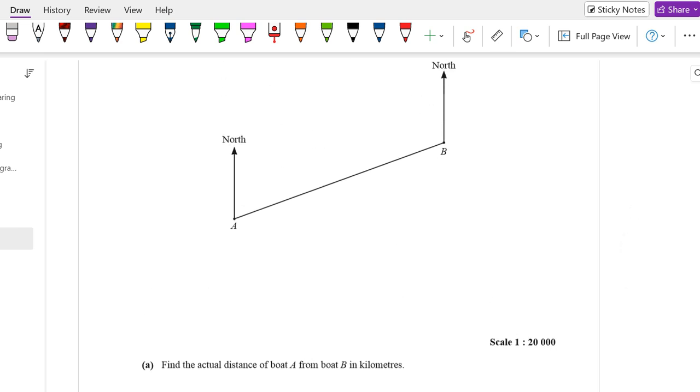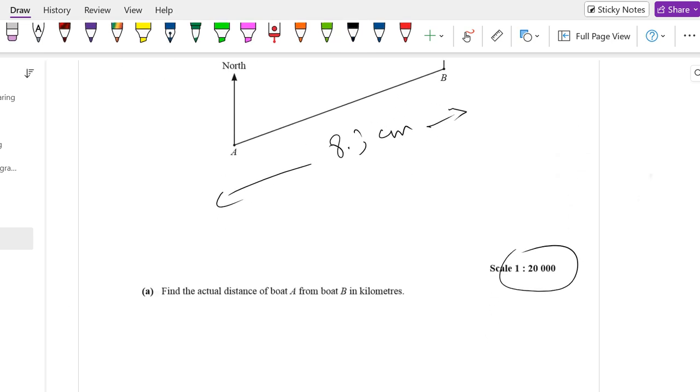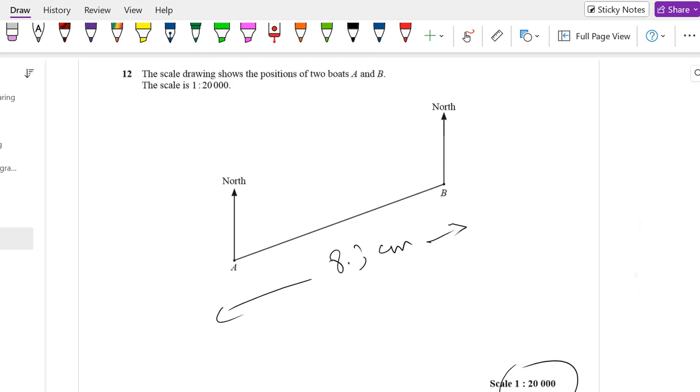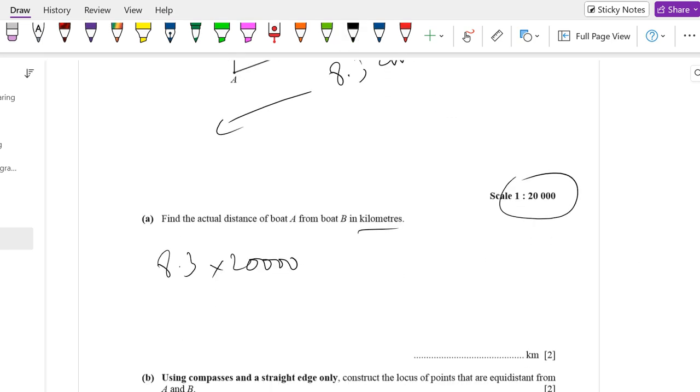Find the actual distance. For that purpose, you need to measure it. On my scale, it is 8.3. So in kilometers, using this scale, just multiply it with 20,000 and give the answer in kilometers. So 8.3 times 20,000 and the answer will be in centimeters obviously.